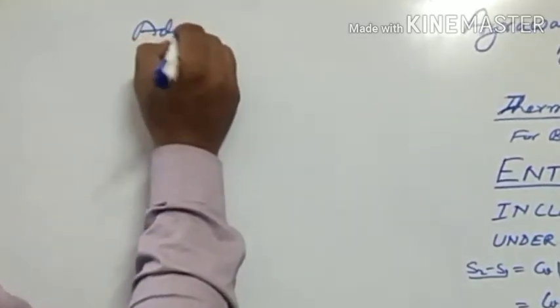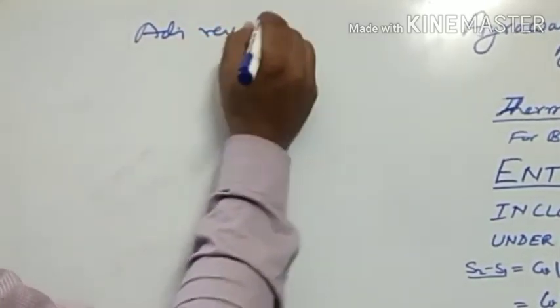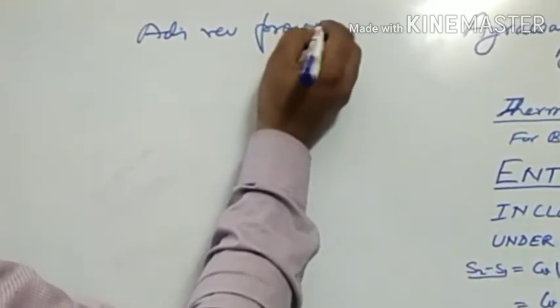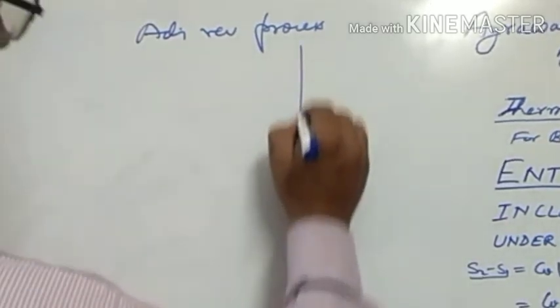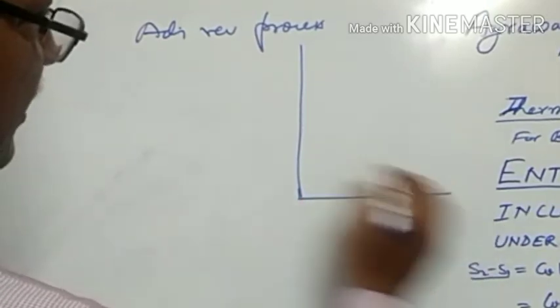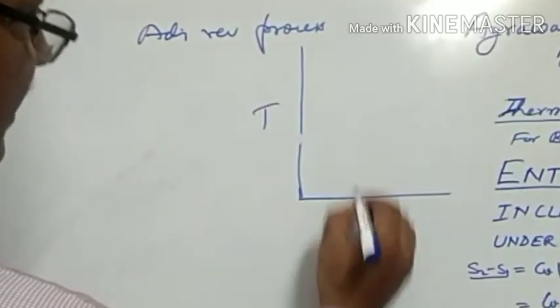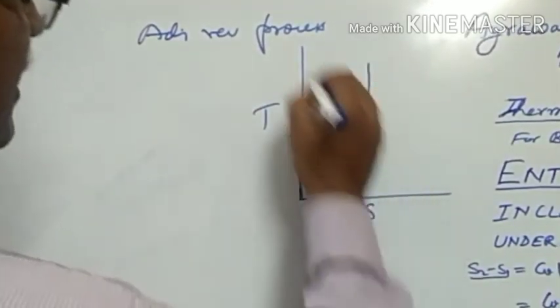Now we will consider an adiabatic reversible process. The adiabatic reversible process is one where the heat transfer is 0. So this process we can represent on the TS diagram by a straight line.